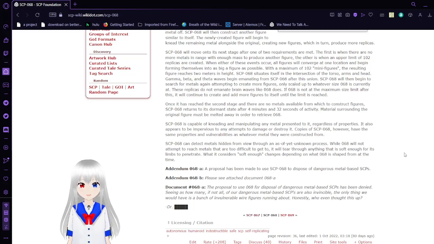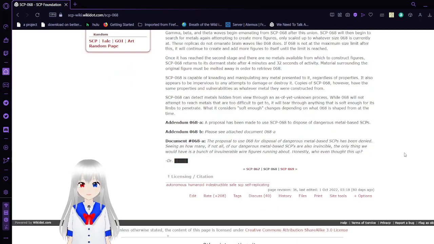If SCP-68 is not at maximum size limit after this, it will continue to create and add more figures until the limit is reached. Once it has reached the second stage and there are no metals available from which to construct figures, SCP-68 returns to its dormant state after 4 minutes and 32 seconds of activity. Materials surrounding the original figure must be melted away in order to retrieve SCP-68.